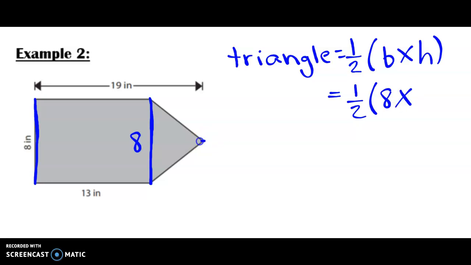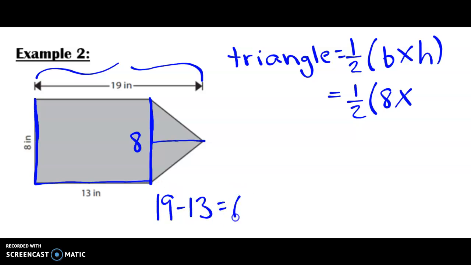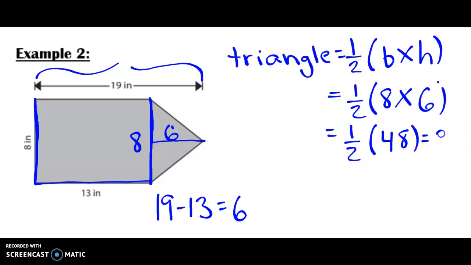To find the height, if the whole length, including the triangle, was 19 and the side of the rectangle was just 13, we're going to do 19 minus 13, which is 6, and that gives us just the height of that triangle. So we end up with 1/2, and 8 times 6 is 48, and half of 48 will be 24. So this is the area for just that triangle.